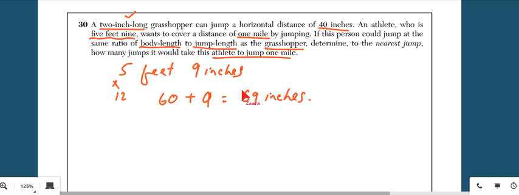Because if we are looking for the body length to jump length for the grasshopper, its height is in inches, and its jump distance is also in inches. The athlete's height was in feet, so we are just trying to be in the same measuring system. Clear? Any confusion?